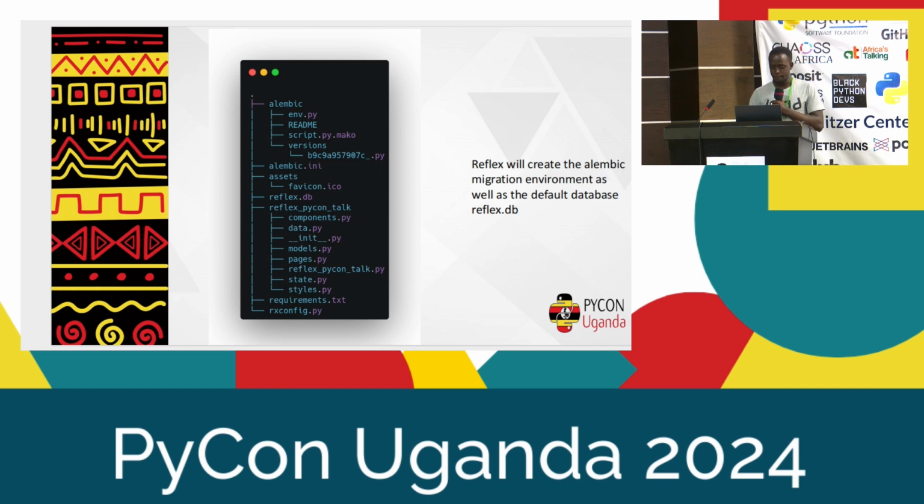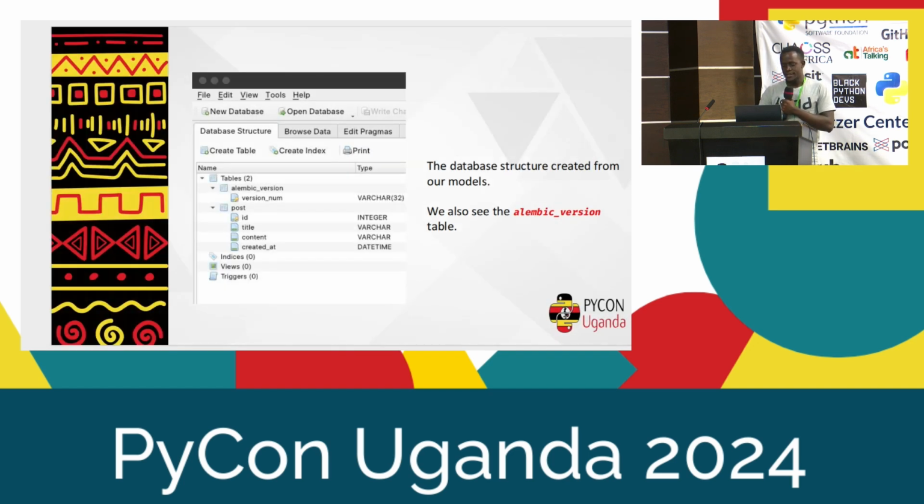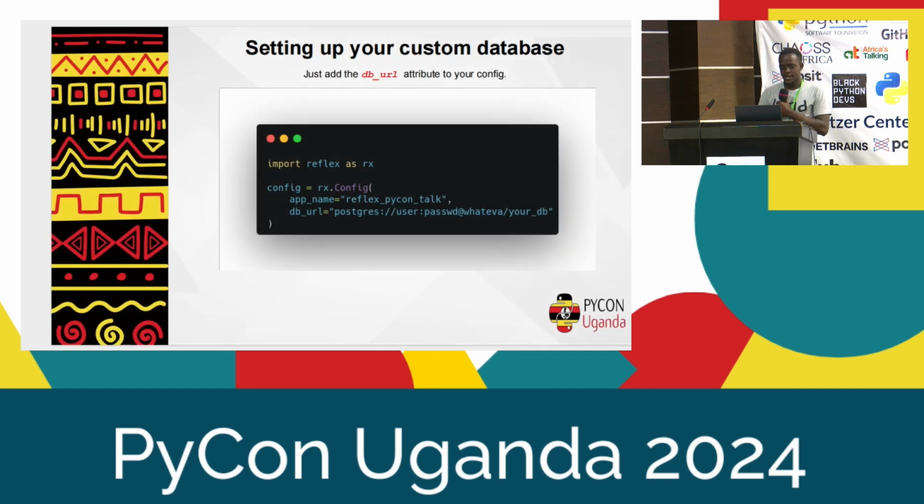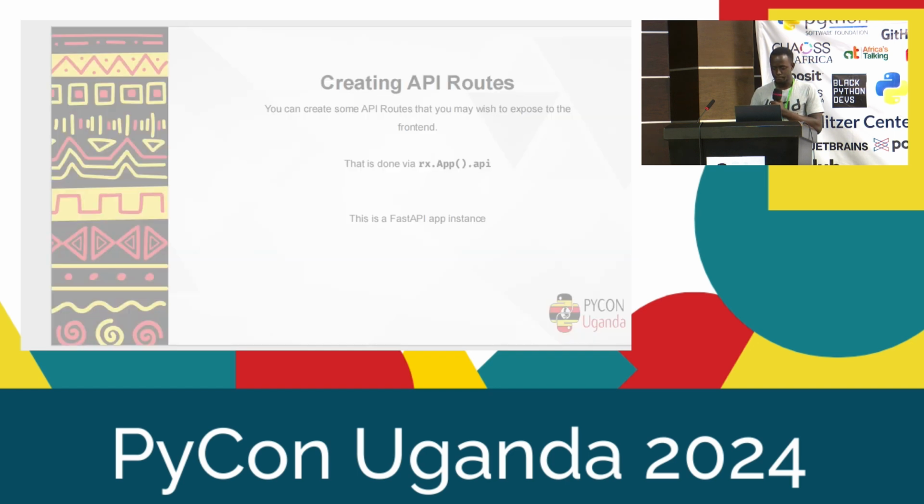So this is our database model that has been written to the database. I was using SQLite, and this is the ID, the table, the title, the content, the created at date, and so on. When you apply your revisions or your migrations, you'll have something like this. If you're setting up a custom database and you don't want to use SQLite, you just add the DB URL variable to your configuration, and that will set it up.